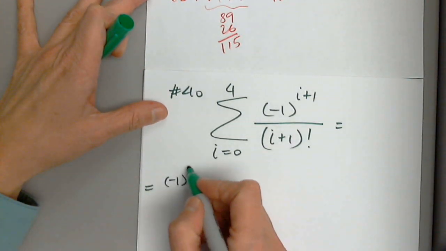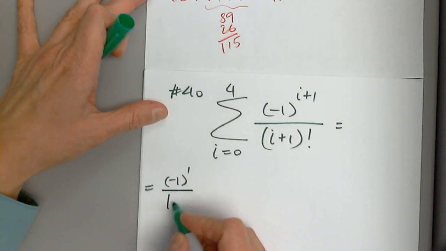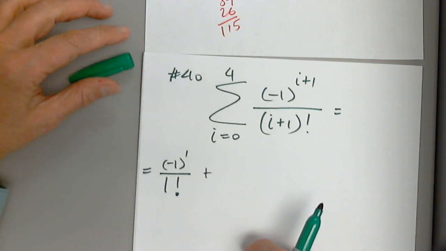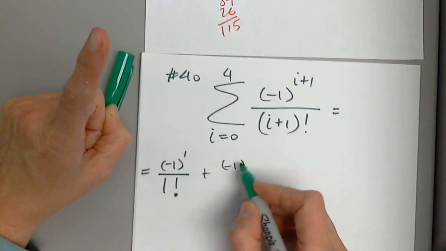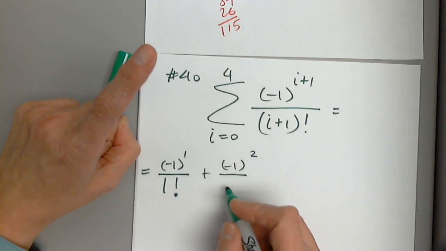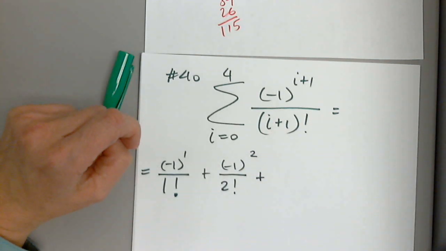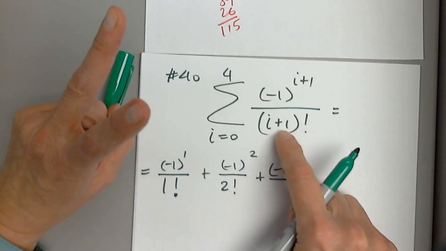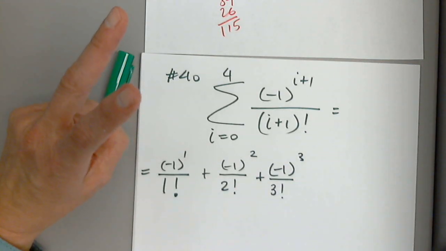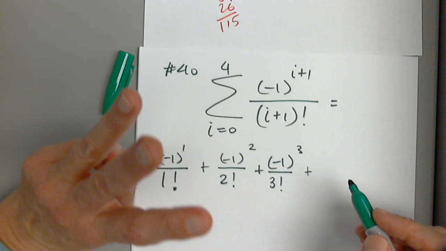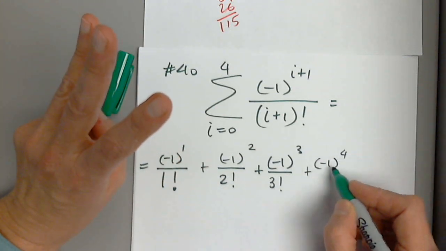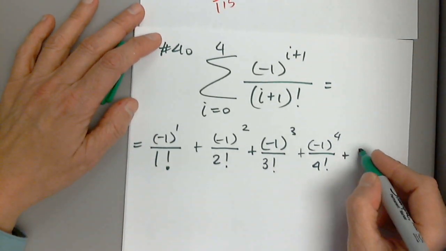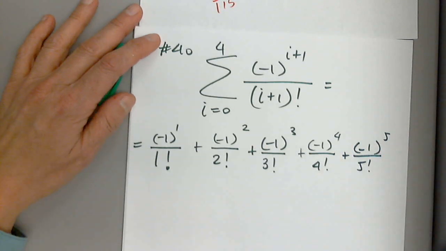(-1) to the 0 plus 1, which is 1, over 0 plus 1, 1 factorial. Plus, when i is 1, (-1) raised to the second power over 1 plus 1, 2 factorial. Plus, when i is 2, (-1) raised to the third power over 2 plus 1, 3 factorial. Plus, when i is 3, (-1) raised to the fourth power over 3 plus 1, 4 factorial. Last one, negative 1 to the 5th power over 5 factorial.